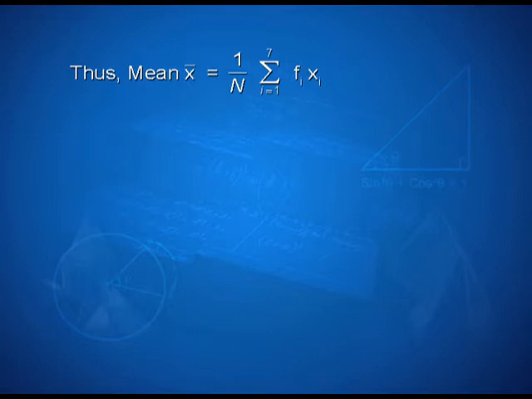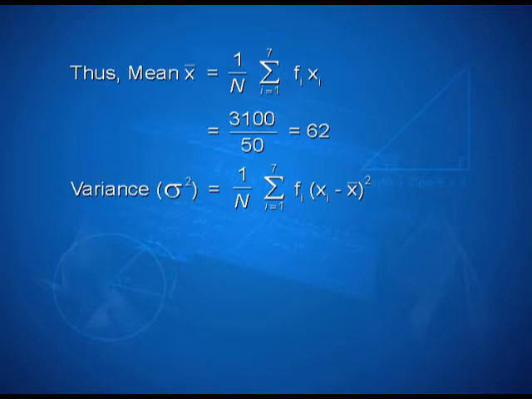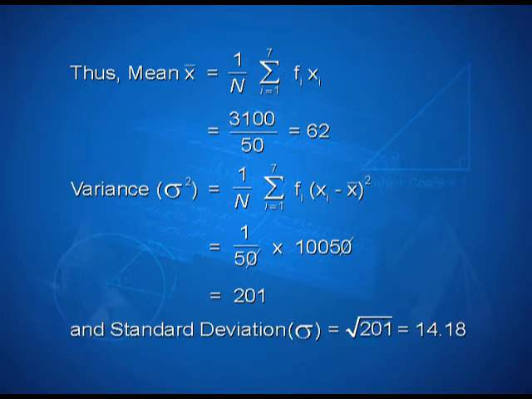Thus, mean x bar is equal to 1 upon n into summation i varying from 1 to 7 Fi Xi, that is equal to 3100 upon 50, that is 62. Variance sigma square can be calculated as 1 upon n into summation i varying from 1 to 7 Fi into Xi minus X bar whole square, that is equal to 1 upon 50 into 10050. This on calculations gives us 201. And standard deviation sigma is equal to positive square root of 201, that is 14.18.